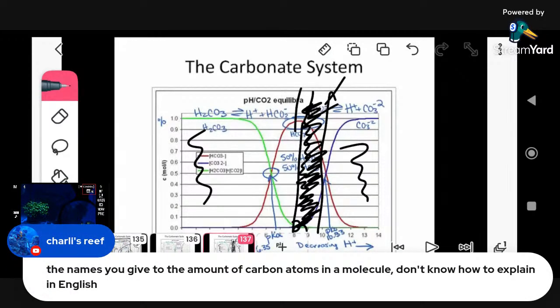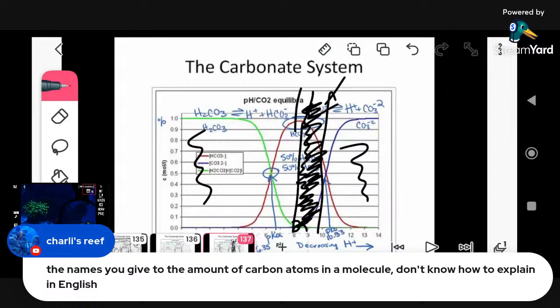Oh look, see, there you go. Charlie provides a way better explanation. The name gives you the amount of carbon atoms in the molecule. Don't know how to explain in English. Oh yeah, bro, I forgot you're in the Netherlands.